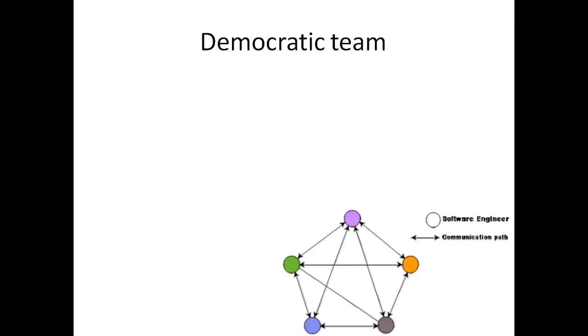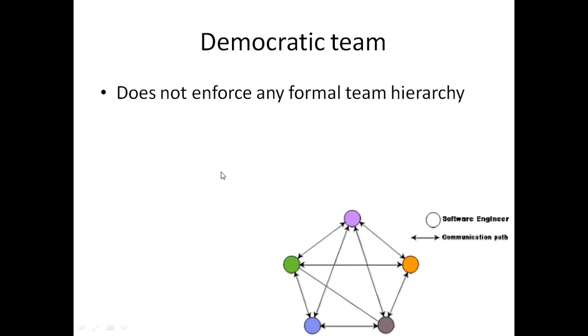Okay. Then the second type is democratic team structure. So here, as the name implies, it does not enforce any formal team hierarchy. There is no hierarchy. So all these are software engineers. They can all communicate together. So there is no particular team member or leader, anything like that. So they will communicate with each other. So all these are software engineers.